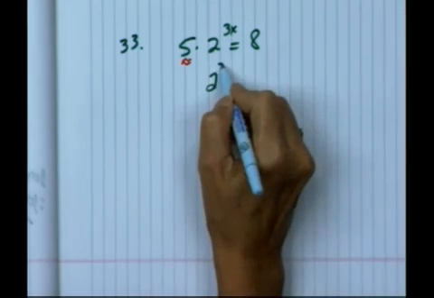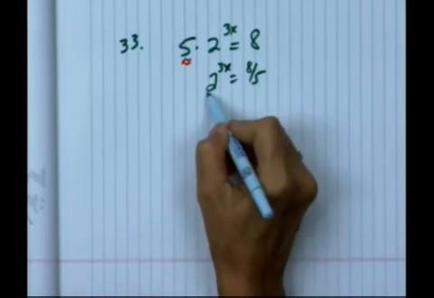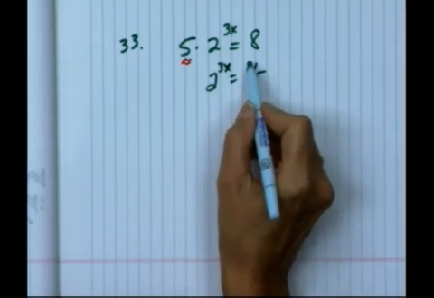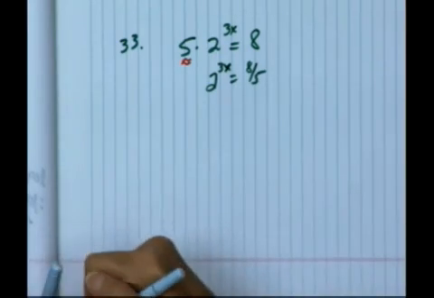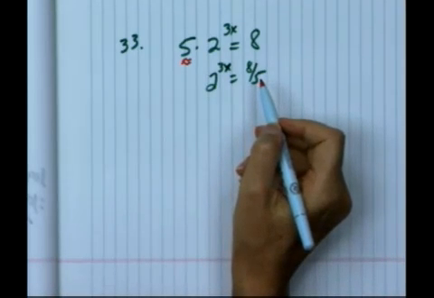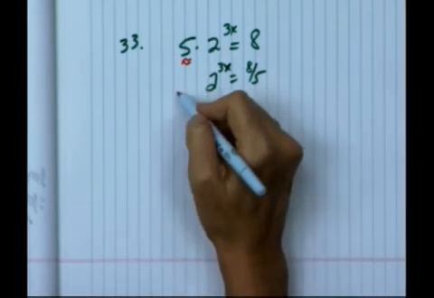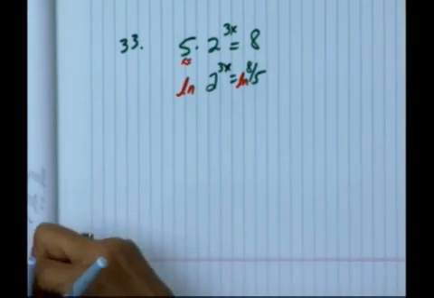Divide by 5. Now I have an exponential equation, a base with the exponent equals 8/5. What's the next step? Take the log of both sides. Do you want to take the log of both sides, or go to a... How do you want to do it? Your choice. Ln of both sides. Okay. Take the natural log of both sides.